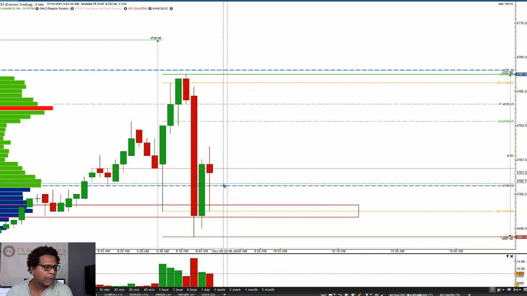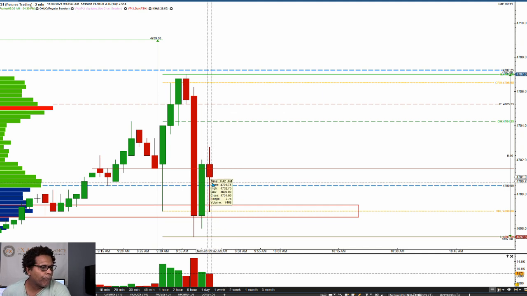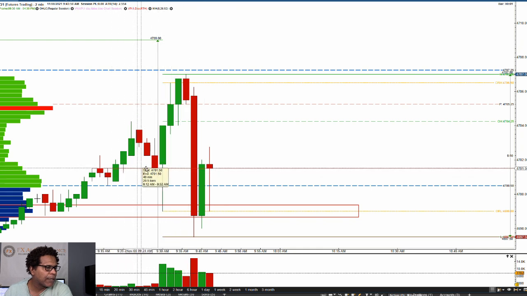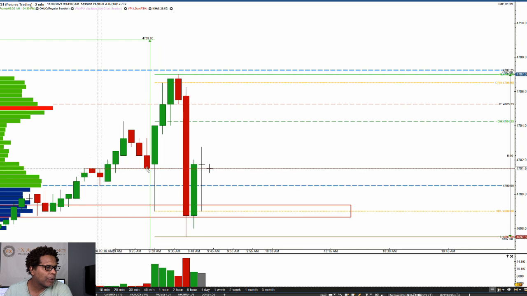Okay, so nothing for me right now that I can trade. This level was tested previously, so 1-2 tests. Let's see what we got going on. Nothing yet.